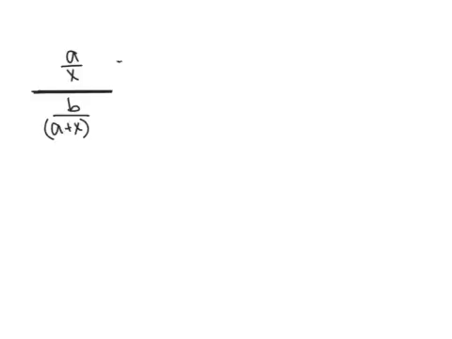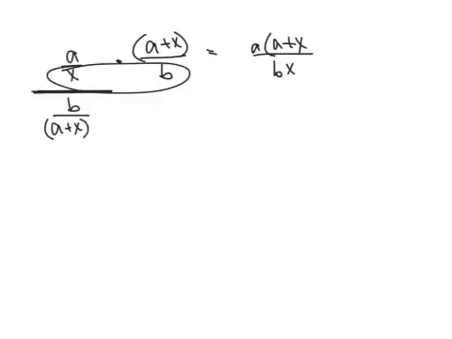So let's take it and turn it upside down and put it next to the numerator. And we get a times a plus x over bx. Remember, when you multiply letters, you can't really multiply them, you just stick them together. And that's what you get for an answer. Okay, let's keep going with this.